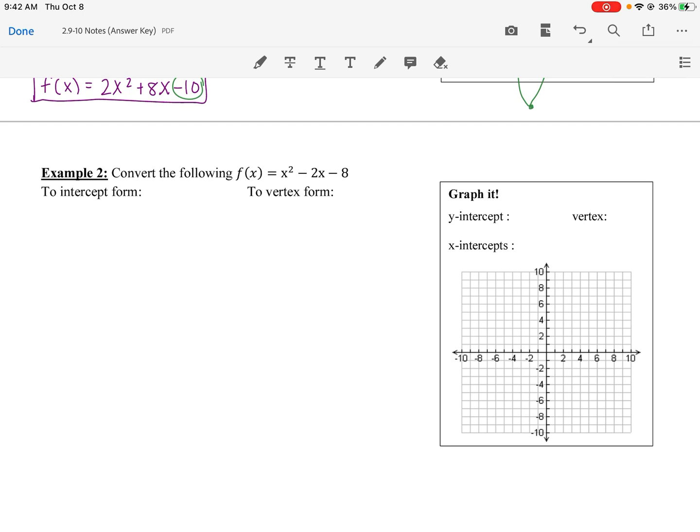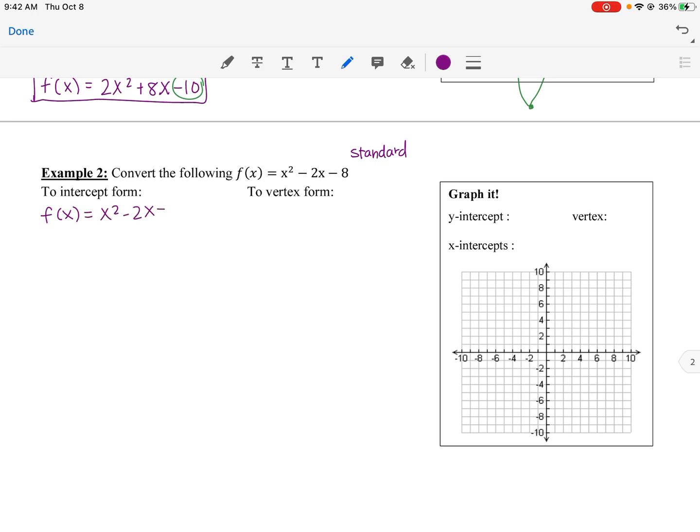On this one, we're going to start again. This is currently in standard form. To convert it to intercept form, we're going to factor it. So to factor it, we're saying, okay, what multiplies to negative 8 and adds to negative 2? We've got a negative 4 and a positive 2. Since there is no number up front, we can use our shortcut: x minus 4, x plus 2.